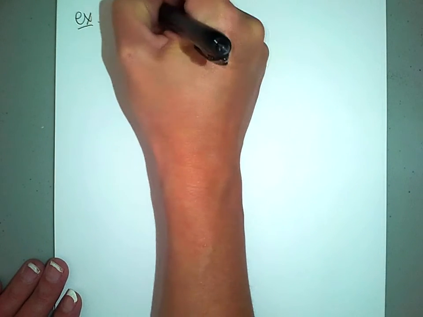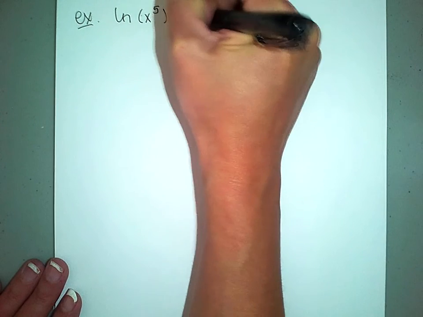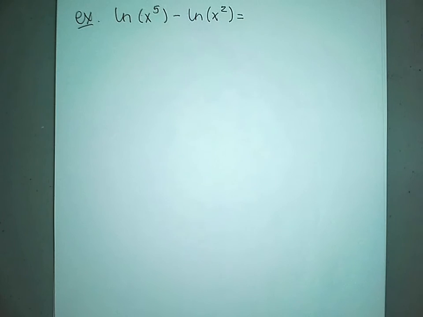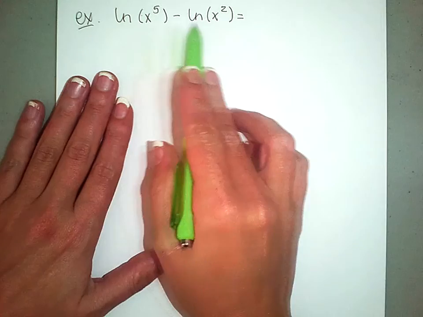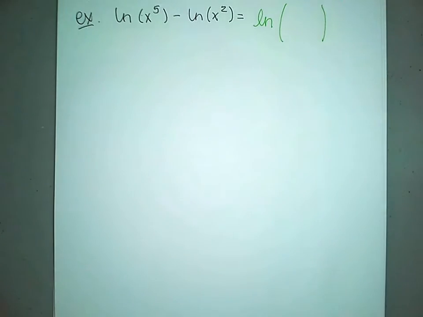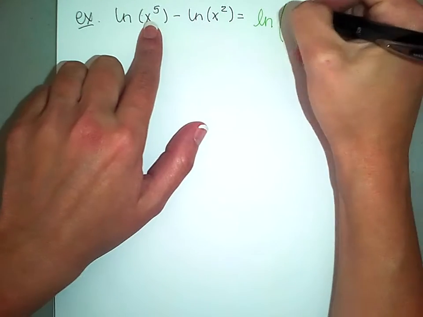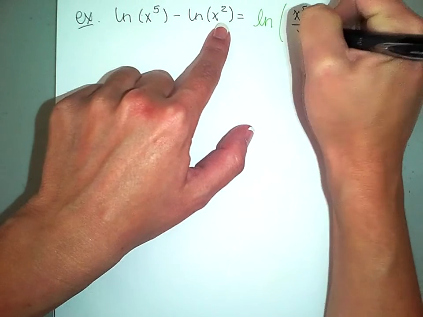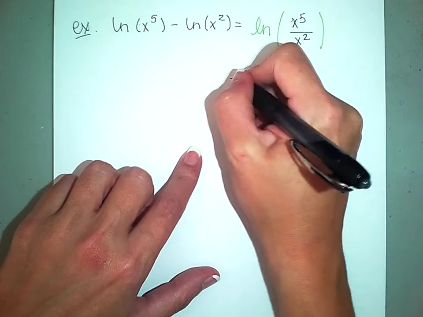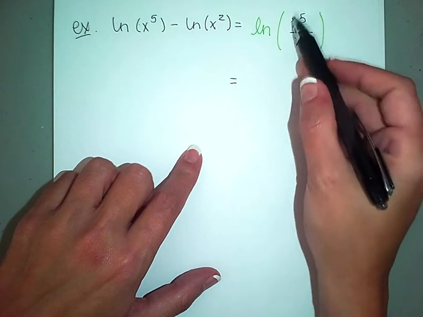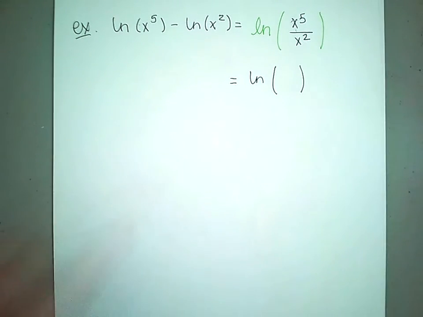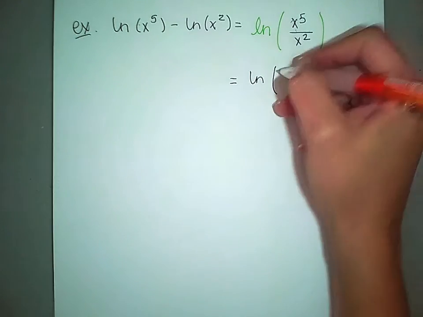So let's say we have the natural log of x to the fifth, and we subtract the natural log of x squared. Again, we have a subtraction, so we can write that as a single logarithm. This time, we'll take x to the fifth, and it has to be divided by x squared. Now there's simplification that can occur inside of here. This is the natural log then of x cubed.